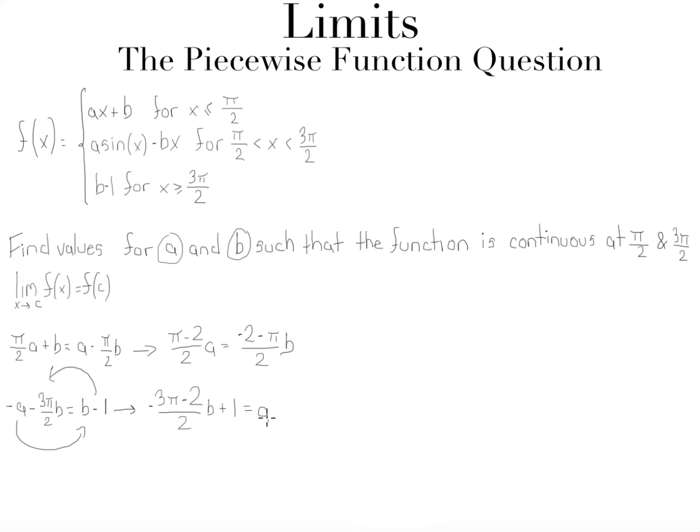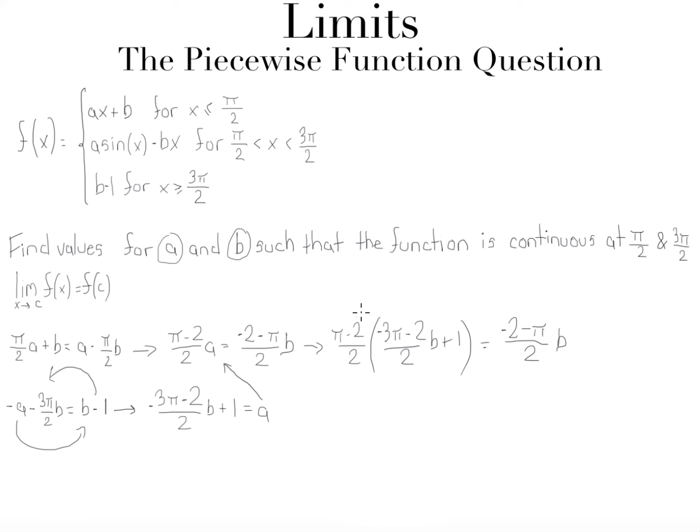So now, if we were to plug in a from the second relationship into the first one, we can solve for b. So this would yield pi minus 2 over 2 times negative 3 pi minus 2 over 2 b plus 1, which is equal to negative 2 minus pi over 2 times b.